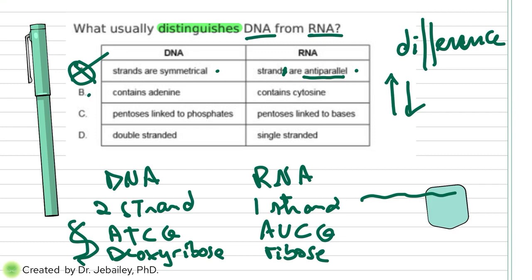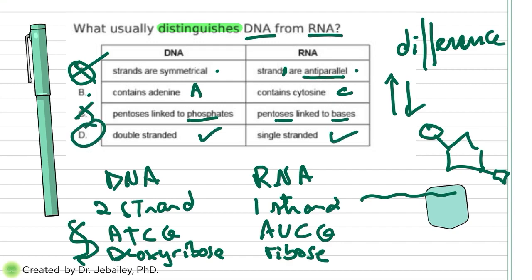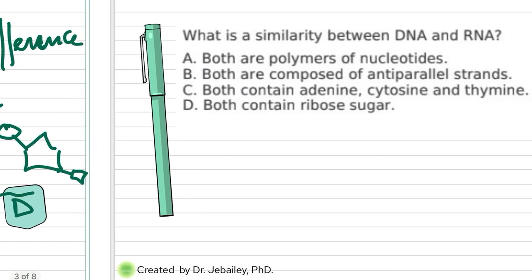Then we look at B. Basically, DNA contains adenine, which is A, and RNA has cytosine. Well, okay, that can be true, but that's not distinguishing because they both have A and C, so it couldn't be B. Then C, you can say pentoses linked to phosphates and pentoses linked to a base. That's not distinguishing. Both of them have a phosphate linked to a sugar, and then the sugar linked to a base. So C wouldn't be the answer either. So the only one you have here is that DNA is double-stranded and RNA is single-stranded. So yes, the answer would have been D for this question.